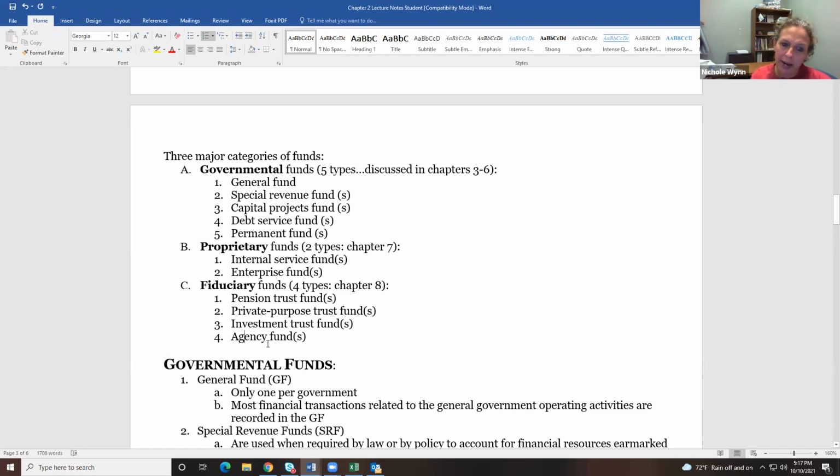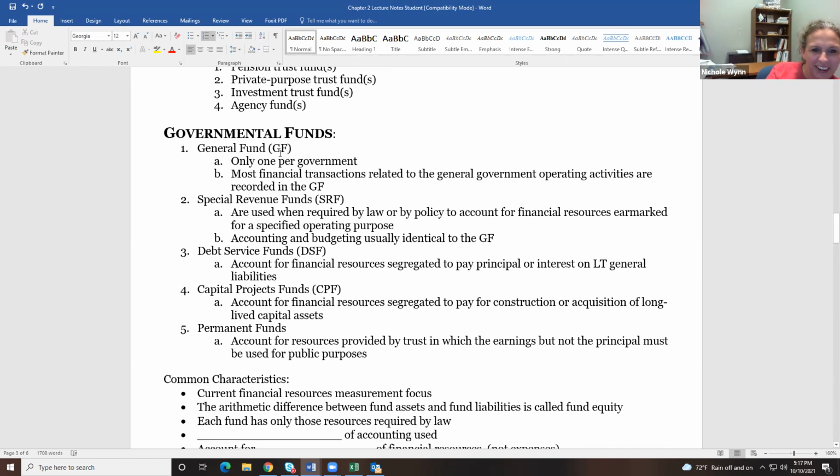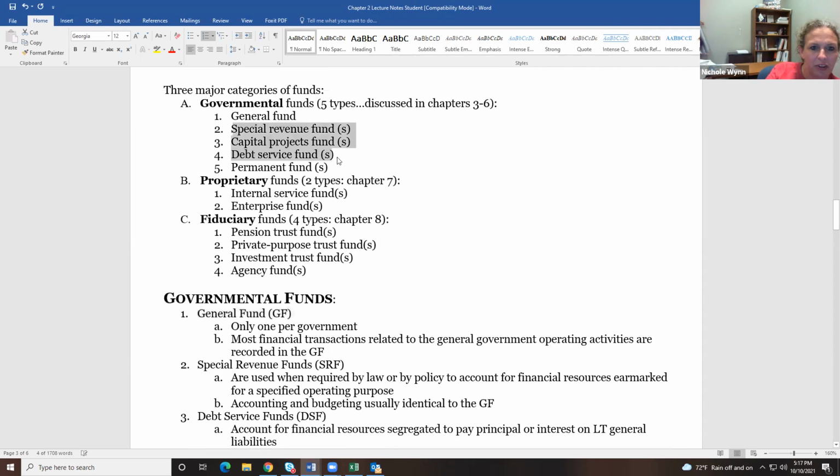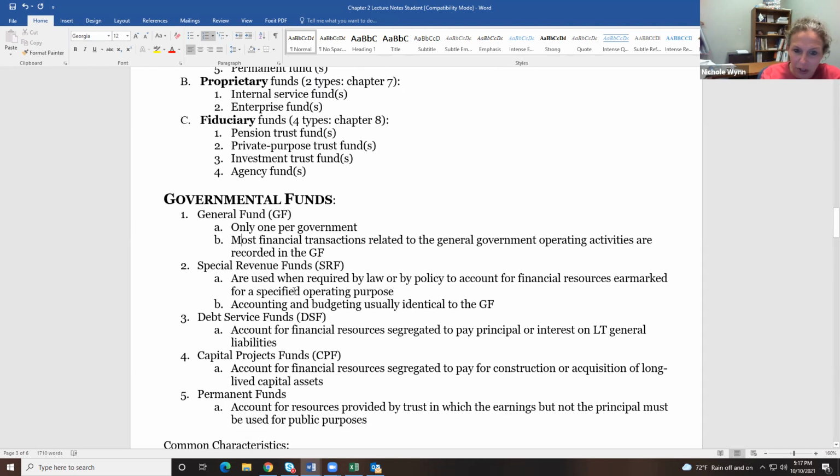And so we will define those as we go along. And so the definitions of them are here. General fund is where most transactions go, and there's only one general fund. There's never more than one. So notice how I put S's on these, but not general fund, only one. Okay, so then special revenue fund, that's when the money used is for a specific purpose.